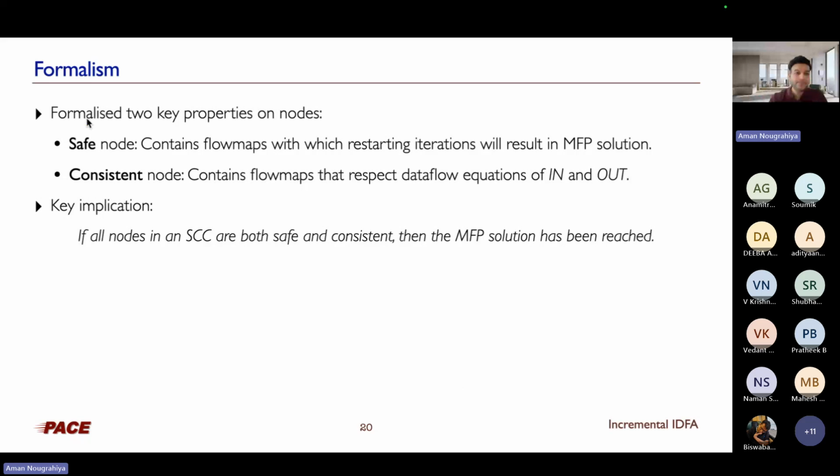In the formalism, we define two key properties on the nodes. First is the safe node, which is nothing but a set of nodes where the flow maps will not lead to imprecise solutions. Second is consistent node, where the data flow equations that we had seen in the very beginning are satisfied by the flow maps of the node. And the key implication that we prove is that if all the nodes in an SCC are safe and consistent, then the MFP solution has already been reached in that SCC.